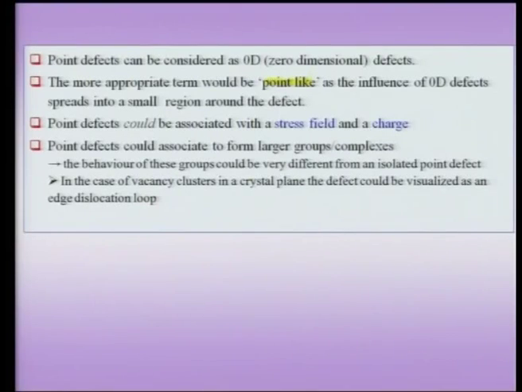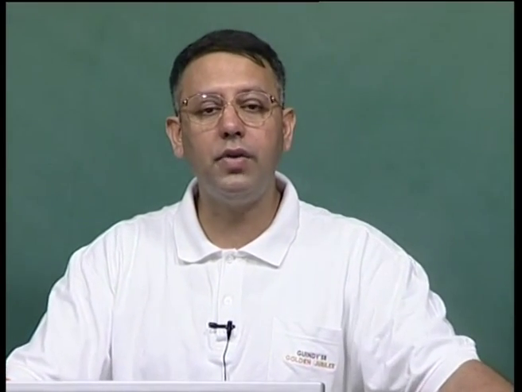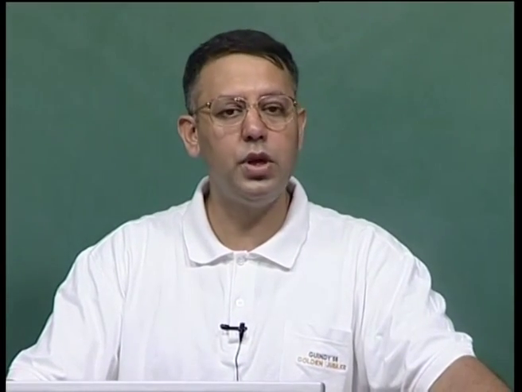We shall see that point defects could be associated with a stress field and a charge, and this is very, very important. For instance, in the case of charge, we will see that there is something known as F centers which can impart color to a crystal. The stress field is another important thing which a point defect could be associated with, for instance a vacancy, and it can interact with other defects in the material through this stress field, and this stress field obviously could be long range.